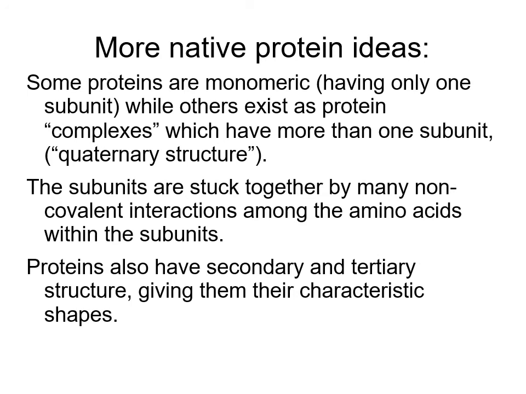Okay, another issue with native proteins. Some of them have only one subunit, but many others exist as protein complexes, which have more than one subunit. That's what you'll hear called quaternary structure. And there are many non-covalent interactions that keep those things together. Proteins also have very different shapes resulting from secondary and tertiary structure, so that they're not uniform in any respect in terms of their size, their charge, their shape, their subunit constitution, or anything else. And that's what we want them to be like in order to be able to separate them.